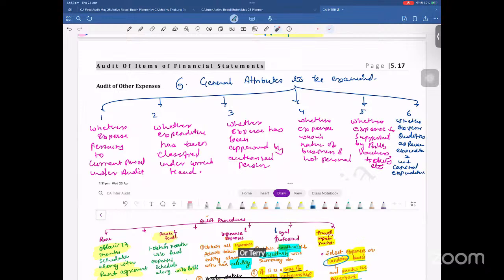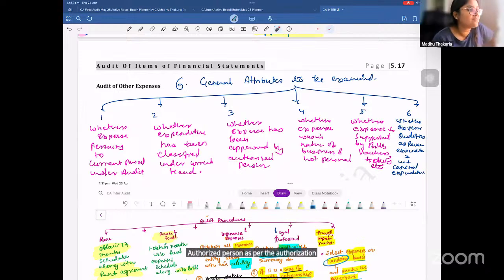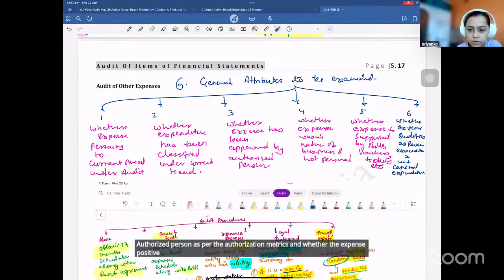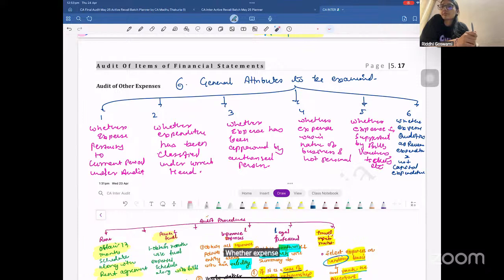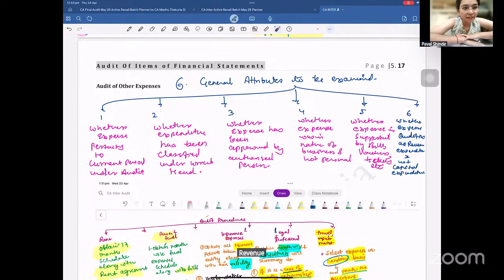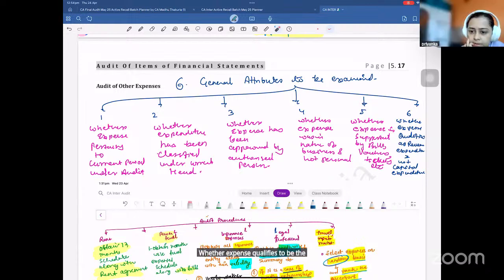as per the authorization matrix, and whether the expense falls within the nature of business and is not personal. Whether the expense is supported by bills, vouchers, tickets, etc. And whether the expense qualifies to be classified as revenue expenditure and not capital expenditure.